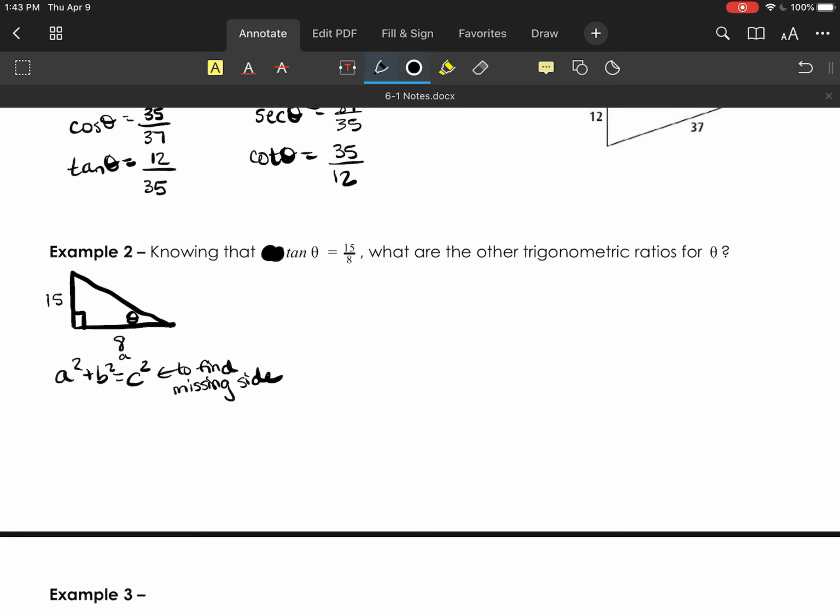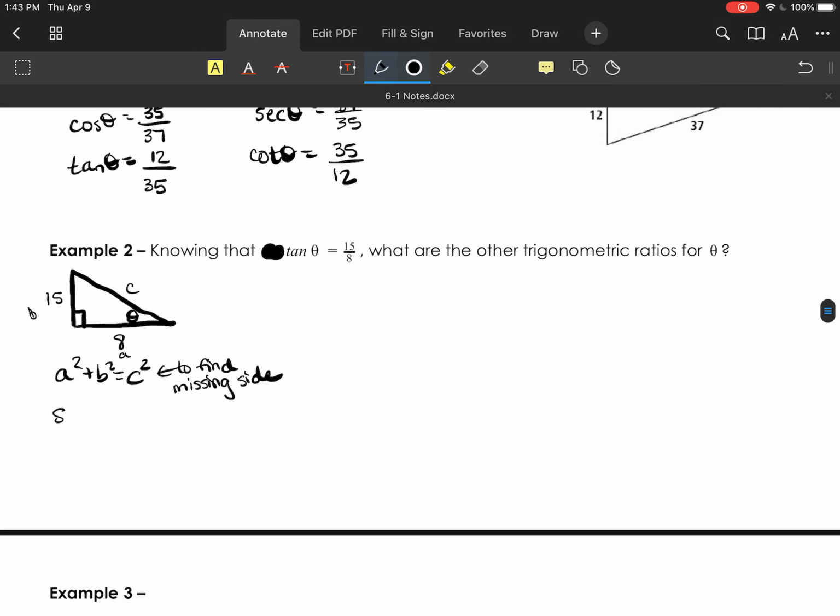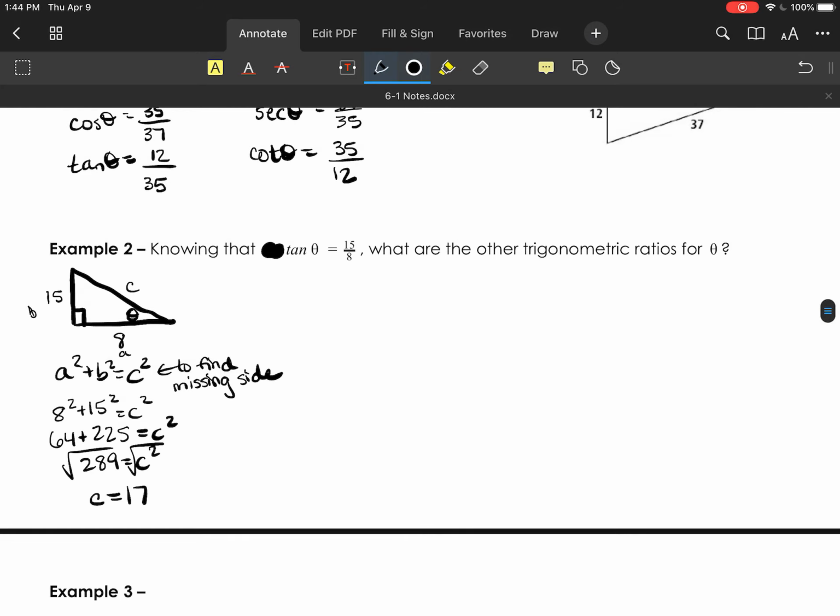So I'm going to plug in the 2 legs for a squared and b squared. Remember, your 2 legs are a and b, and then your hypotenuse is c. So I have 8 squared plus 15 squared equals c squared. 8 times 8 is 64. 15 times 15 is 225. Then if I add those together, you should get 289 equals c squared. And then I would take the square root of both sides. So you end up with c equaling 17. So I know that this side of my triangle is 17, my hypotenuse.